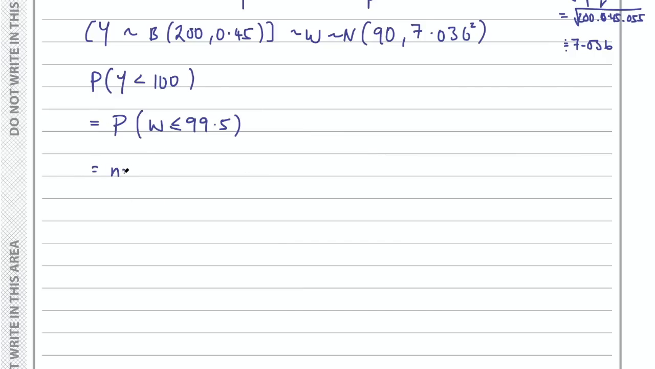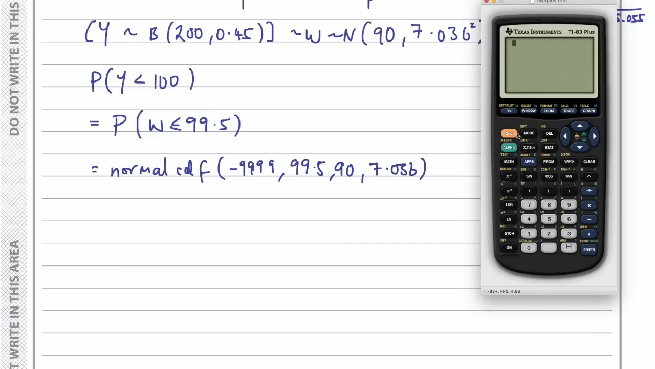Then we can use the normal model to find this probability. So our minimum is a large negative number, our maximum is 99.5, our mean is 90, and the standard deviation is 7.036. Let's plug that in and see what we get.